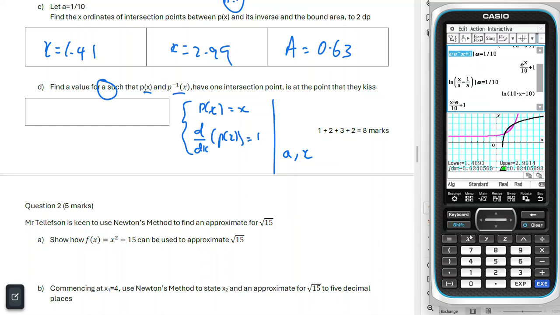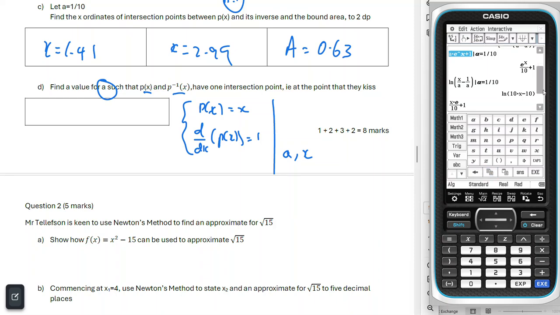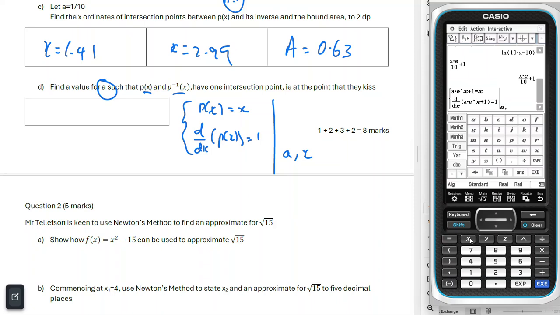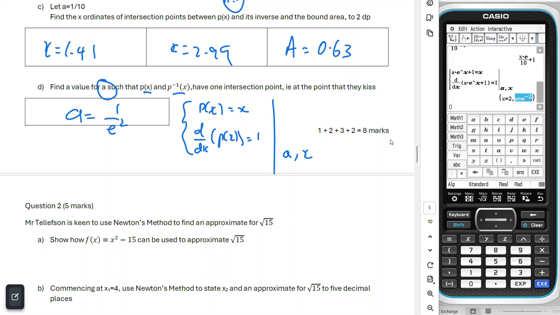equation here, copy, come down here, open up simultaneous equations and paste, and I'm going to make that equal X. And I'm going to have this again, and I'll select it all, and I'll take its derivative with respect to X, and I'll set that equal to 1, and I'll solve that for the variables A and X. And A equals 1 on E squared. Okay, so that's question number 1.